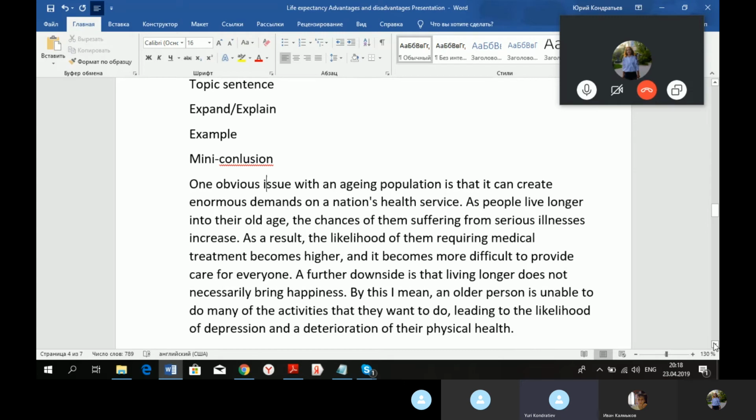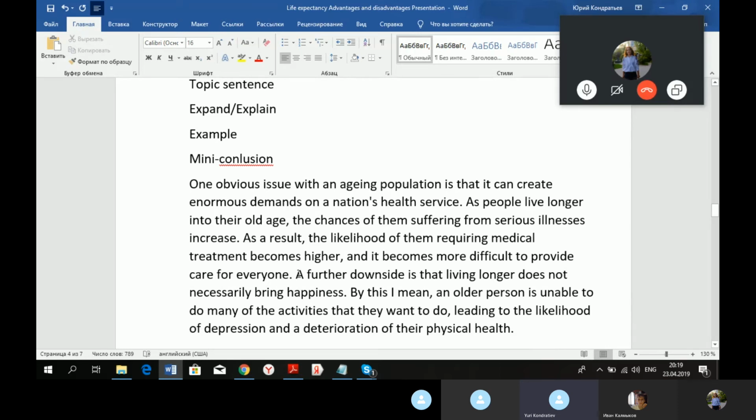Okay, then I explain it. As people live longer into their old age, the chances of them suffering from serious illnesses increase. And then it's kind of a mini conclusion. I don't give an example here because I have two advantages. It will take too long. As a result, the likelihood of them requiring medical treatment becomes higher, and it becomes more difficult to provide care for everyone, right? And then I talk about another disadvantage.